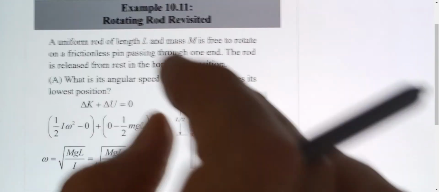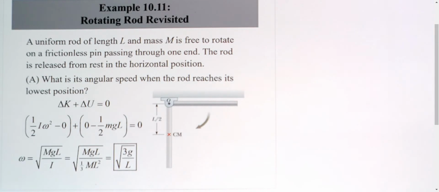Now we will do the same example that we just started with, but now we are going to use the concept of energy to solve it. Read it for us, Adel. Okay. A uniform rod of length L and mass M is free to rotate in a frictionless pin passing through one end. The rod is released from rest in the horizontal position. A. What is its angular speed when the rod reaches its lowest position?